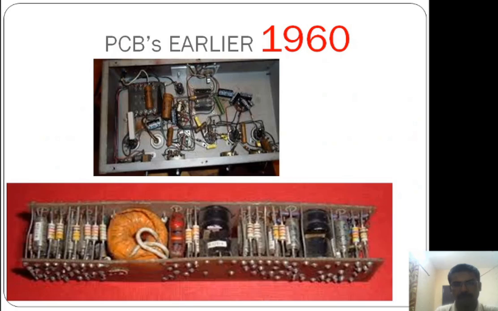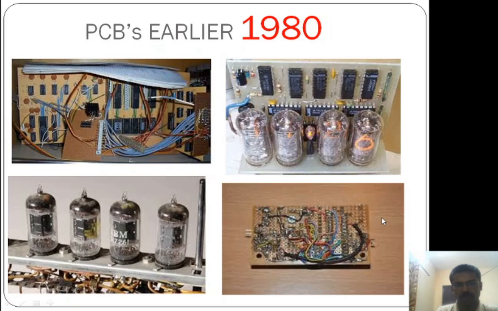Okay. See the earlier PCBs around the 1960s, how they were. Here you can see how the components were placed and wired, and this kind of PCB was used in the early 1960s. Later, with the improvement in technology, when vacuum tubes were used in the 1980s, this kind of PCB was used. These are all single-sided PCBs, and mostly connections are made using wires. The components are placed, soldered, and wires are used to connect them. See the complexity of the boards.